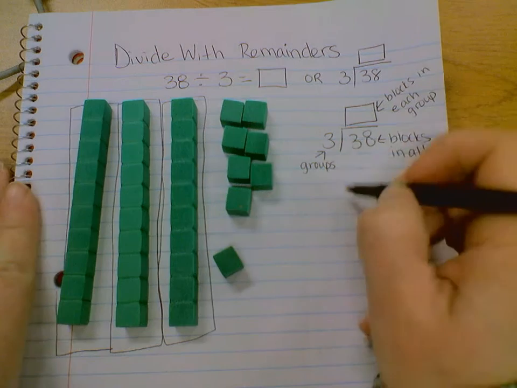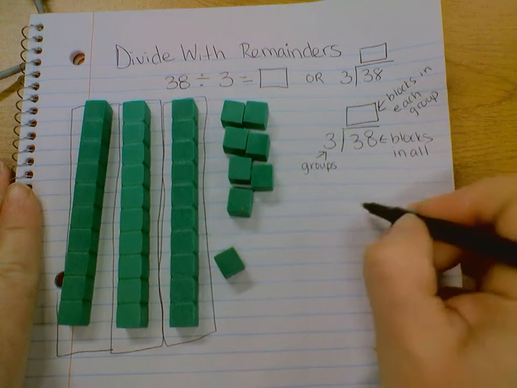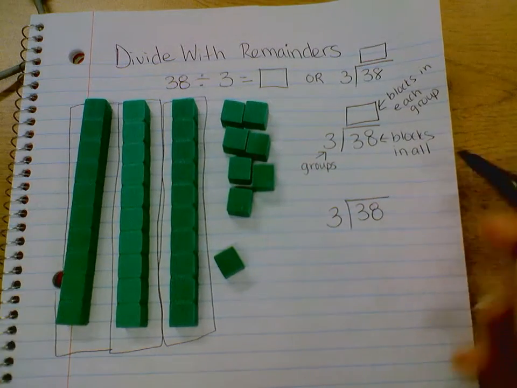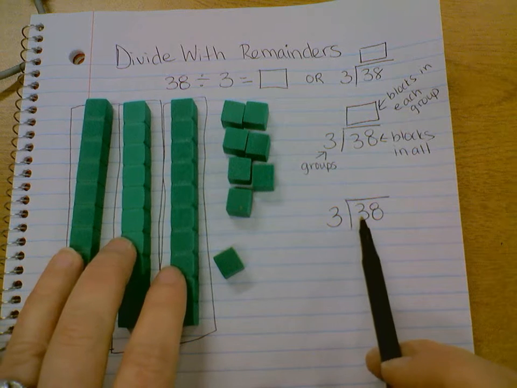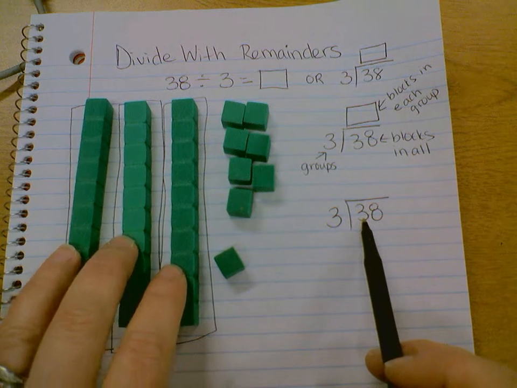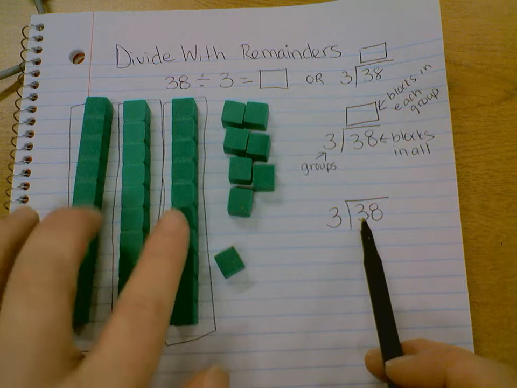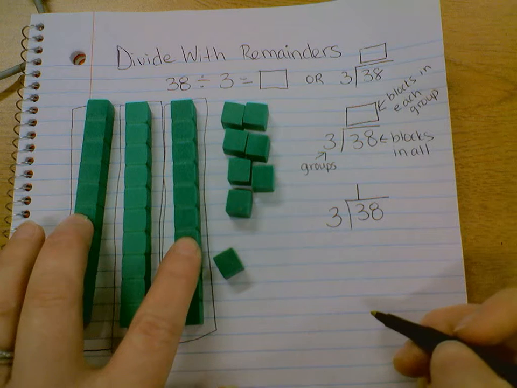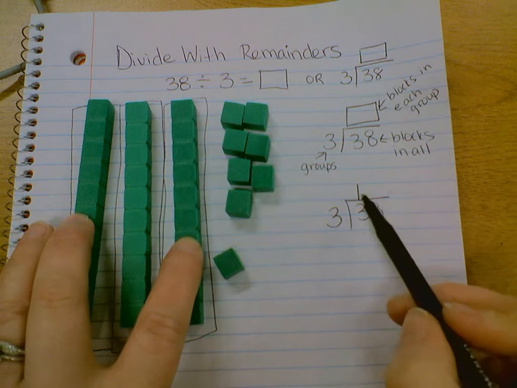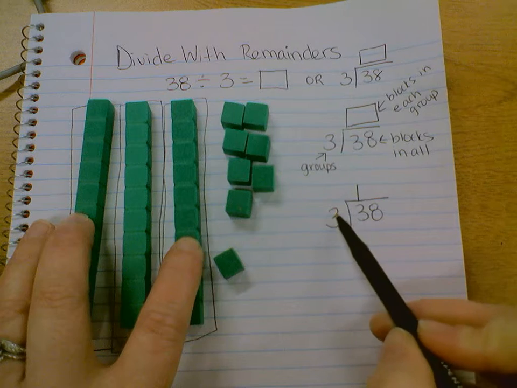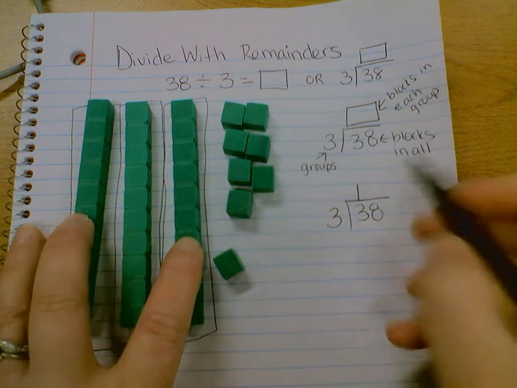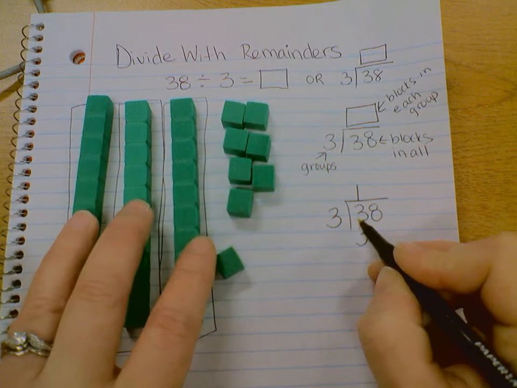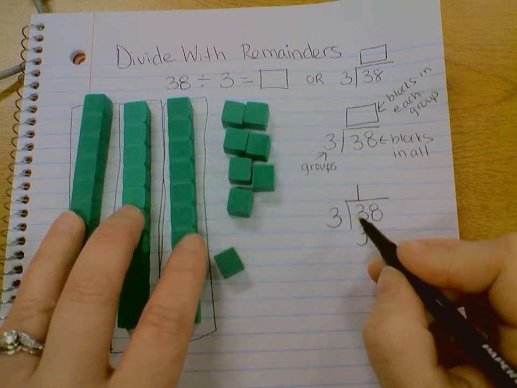So that first step, when I'm looking at my long division, is written like this. I had 38 blocks in all. I'm dividing them into 3 groups. I divided first the 3 10s that were there. That's the 3 10s right here in 38. I can see that I only have 1 10 in each group. Okay? So now I multiply the 1 10 times the 3, and that equals 3.